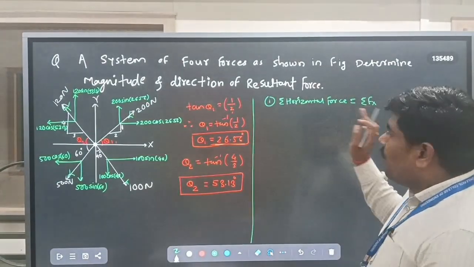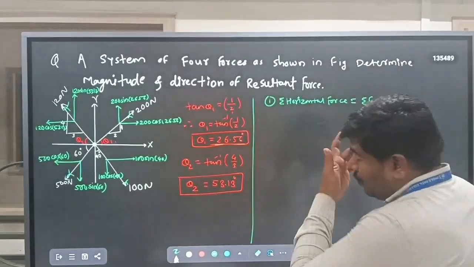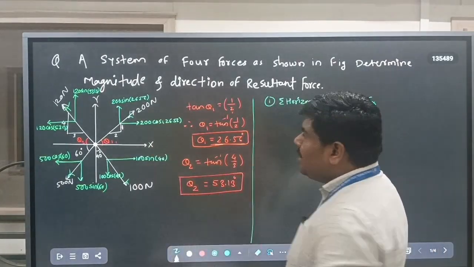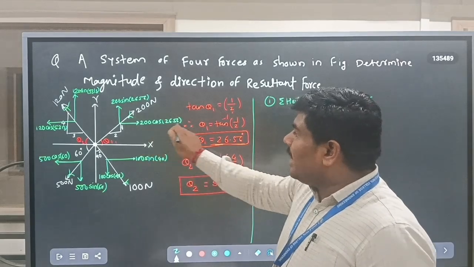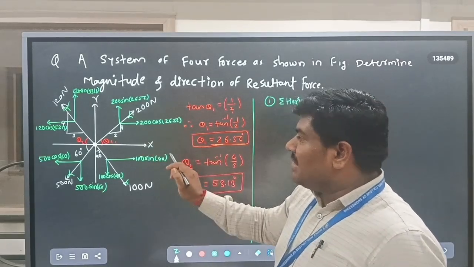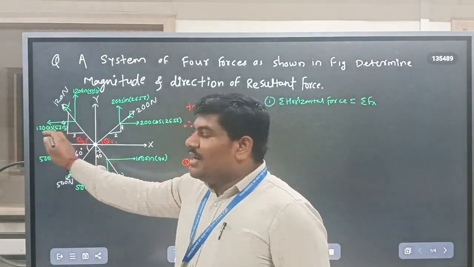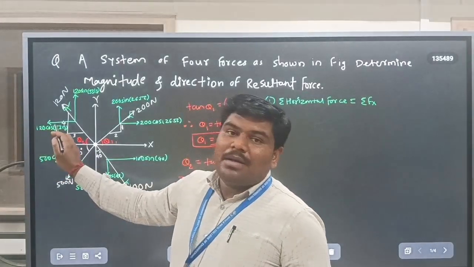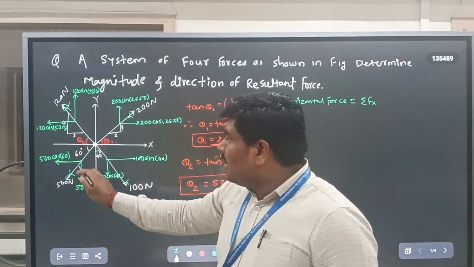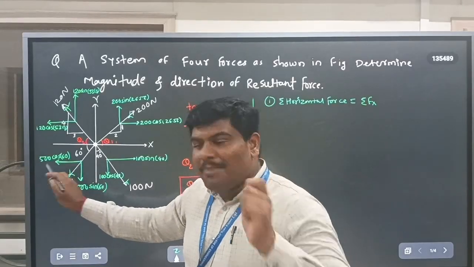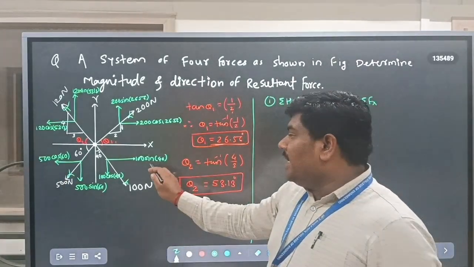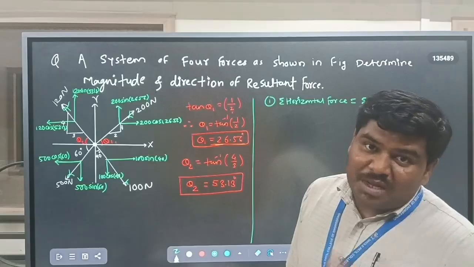ओके, तो फॉर एफ ऑफ एक्स यू हैव टू स्टार्ट फ्रॉम 200 न्यूटन फोर्स. तो ये अभी राइट साइड जा रहा है, इसके एरो के ऊपर फोकस करो, ये जा रहा है राइट साइड, तो ये आएगा आपका प्लस. ये 120 जो भी है वो लेफ्ट साइड जा रहा है, तो ये आएगा आपका माइनस. सिमिलरली दिस 500 cos 60, ये अगेन लेफ्ट साइड जा रहा है, तो ये आएगा आपका माइनस. 100 साइन ये राइट साइड जा रहा है, तो ये आएगा आपका प्लस.